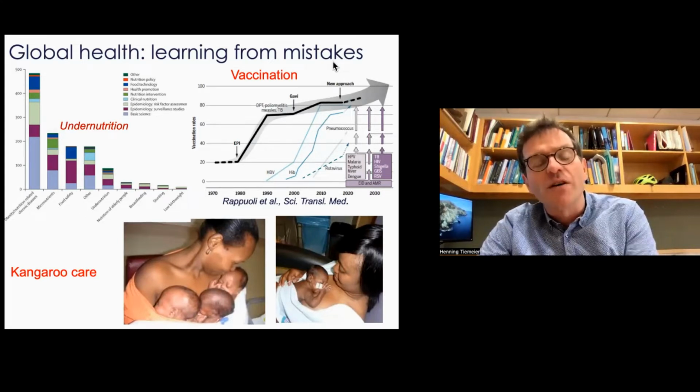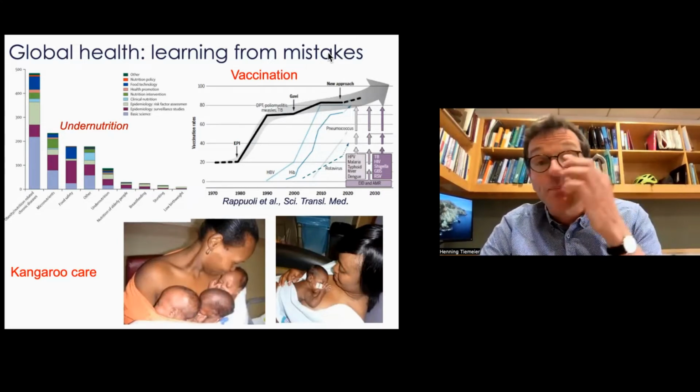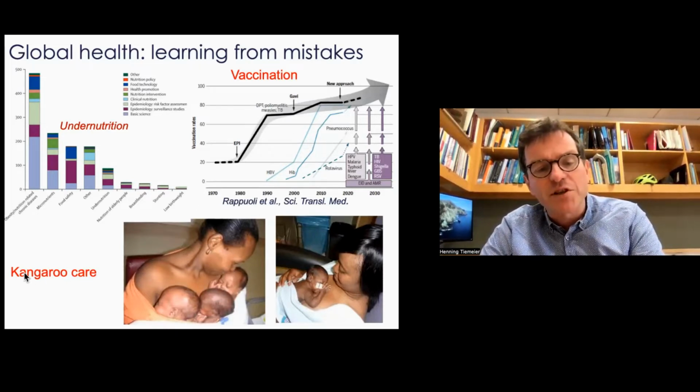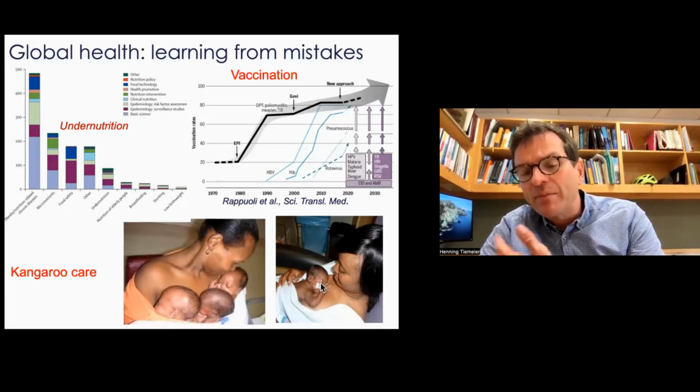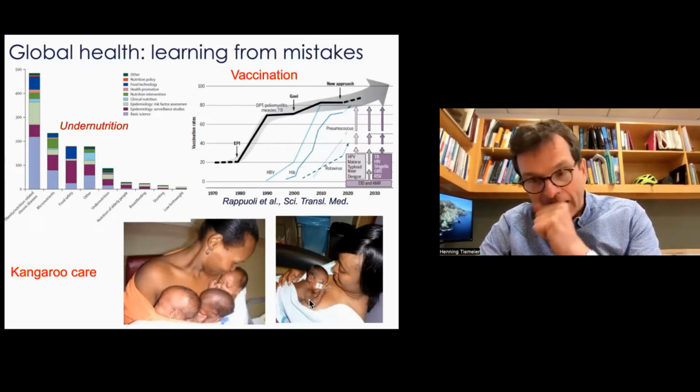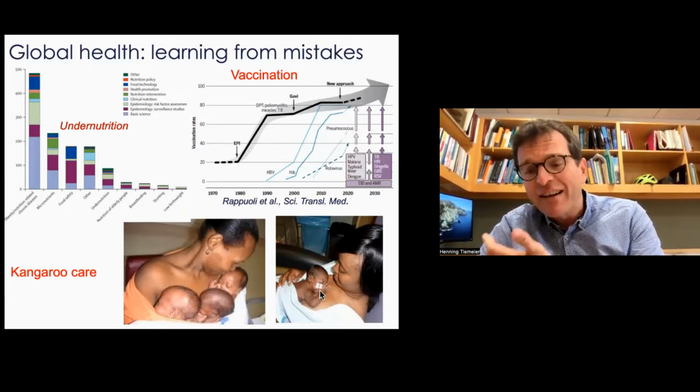So many things went wrong, and so many things don't work, but at the same time there are also successes. I want to give you a very simple success, which is called kangaroo care. If you're born as a very premature child in sub-Saharan Africa or India, then your chances of survival are much smaller than in the West. But they can be incredibly increased by a very simple measure, shown in trials and observational studies, which is called kangaroo care.